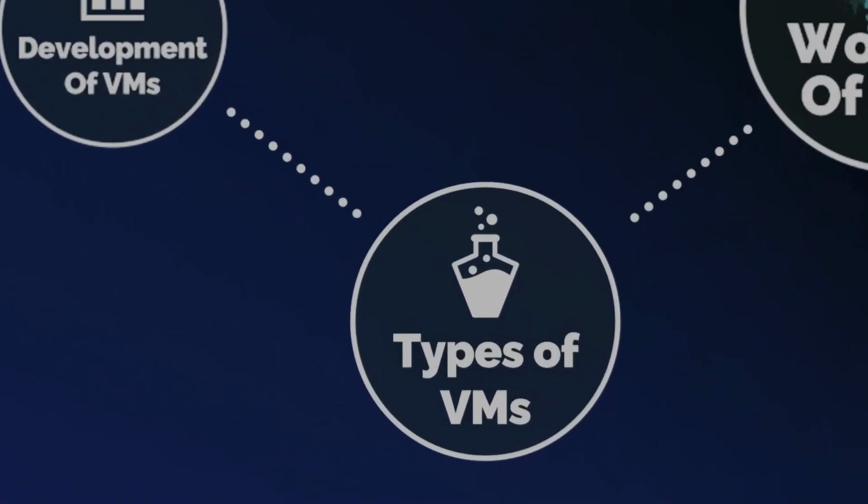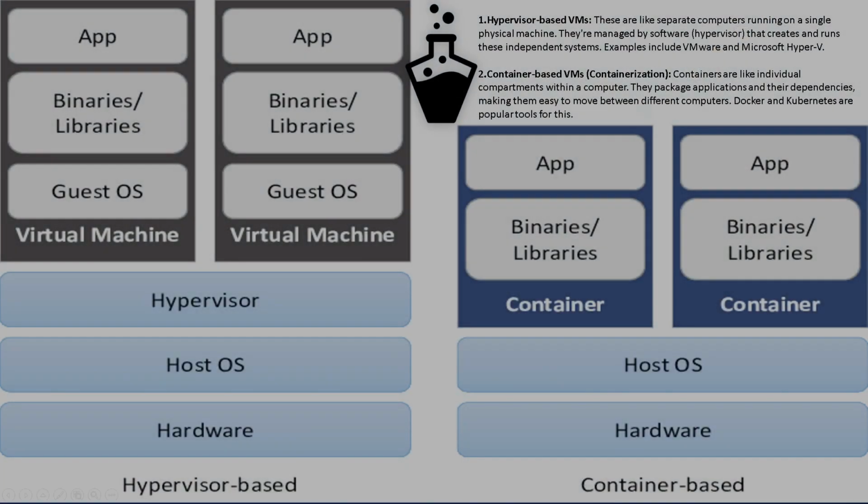There are two different types of virtual machines: one being hypervisor based and the other being container based. Hypervisor based virtual machines are like separate computers running on a single physical machine. They're managed by software, also called a hypervisor, that creates and runs these independent systems. Examples include VMware and Hyper-V by Microsoft.